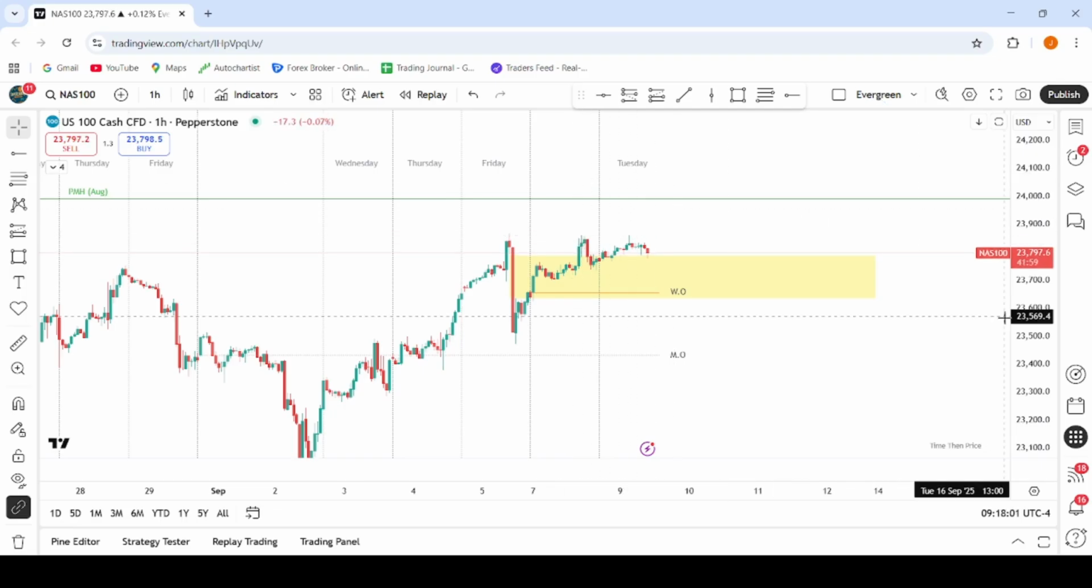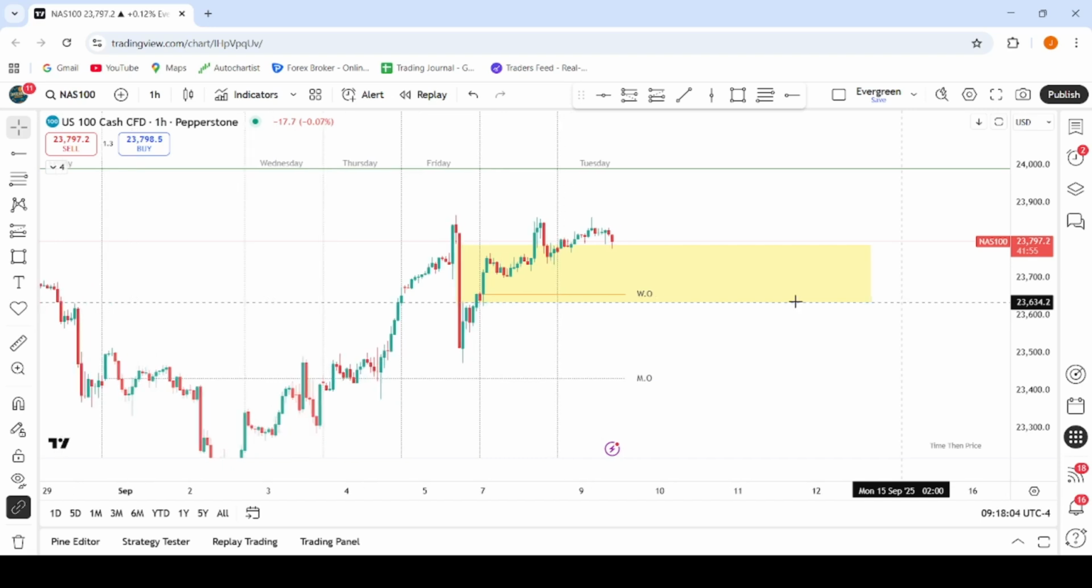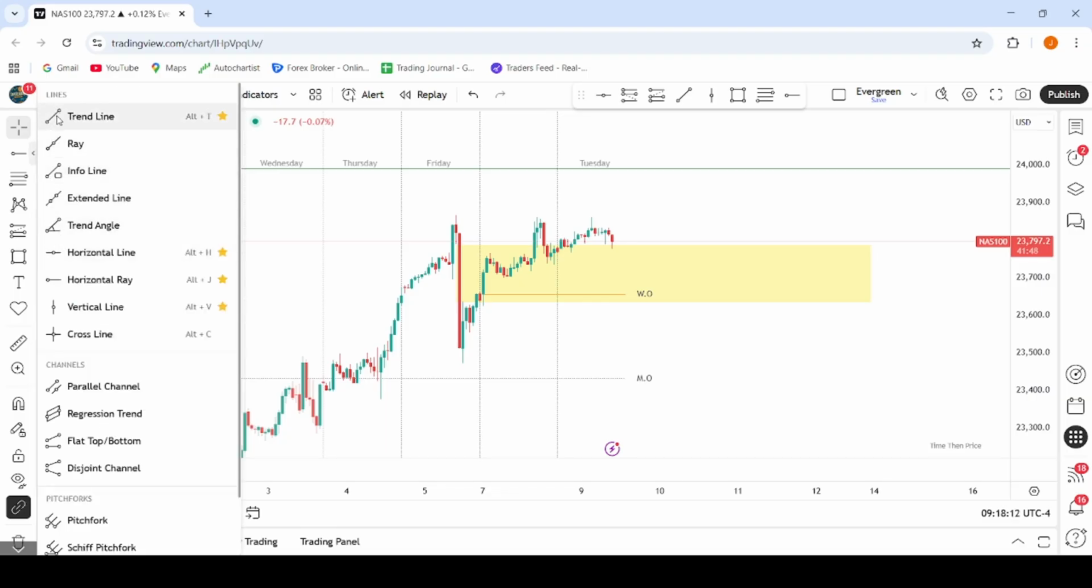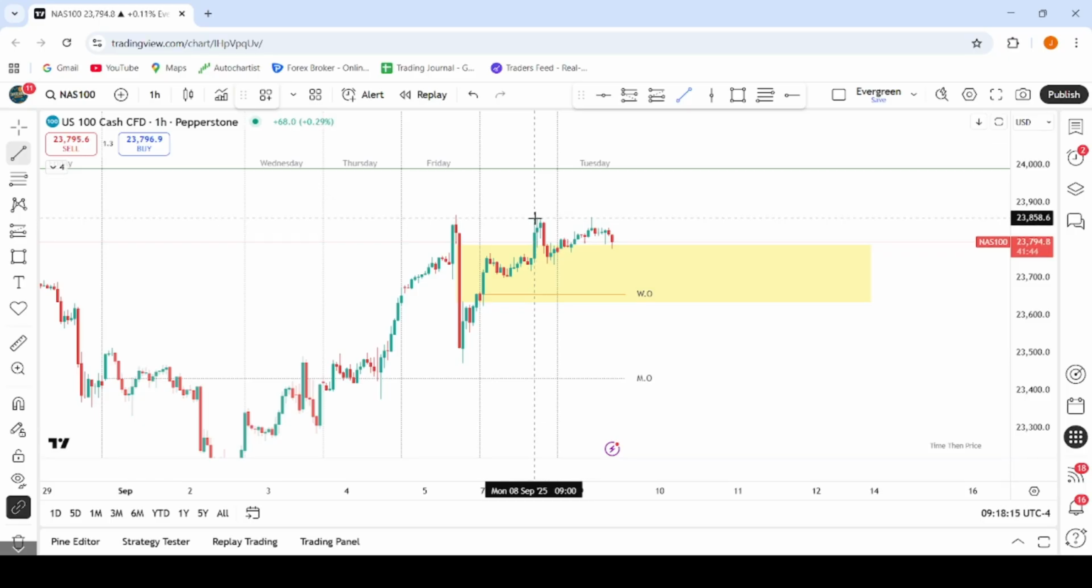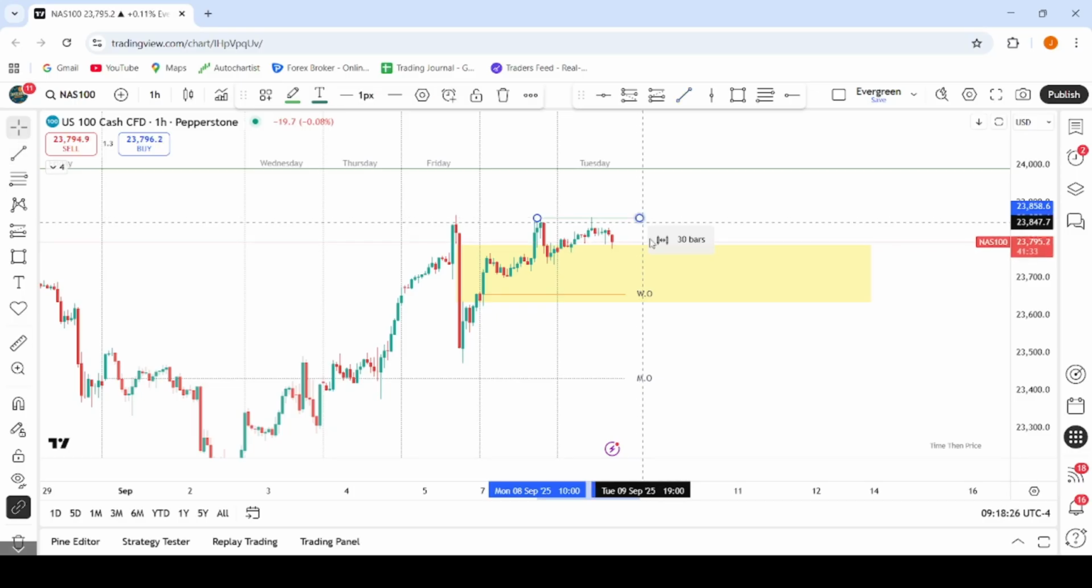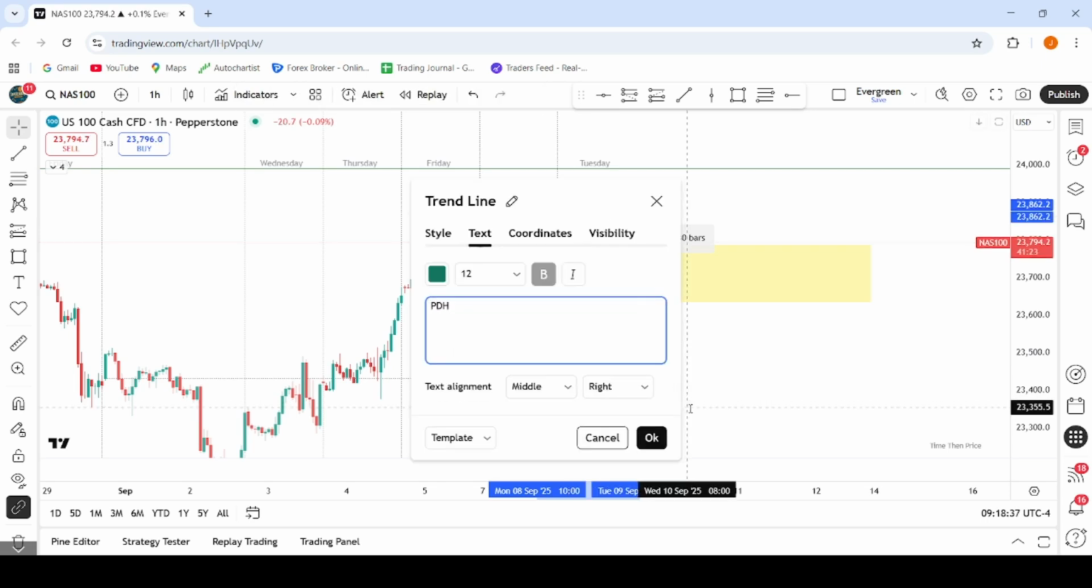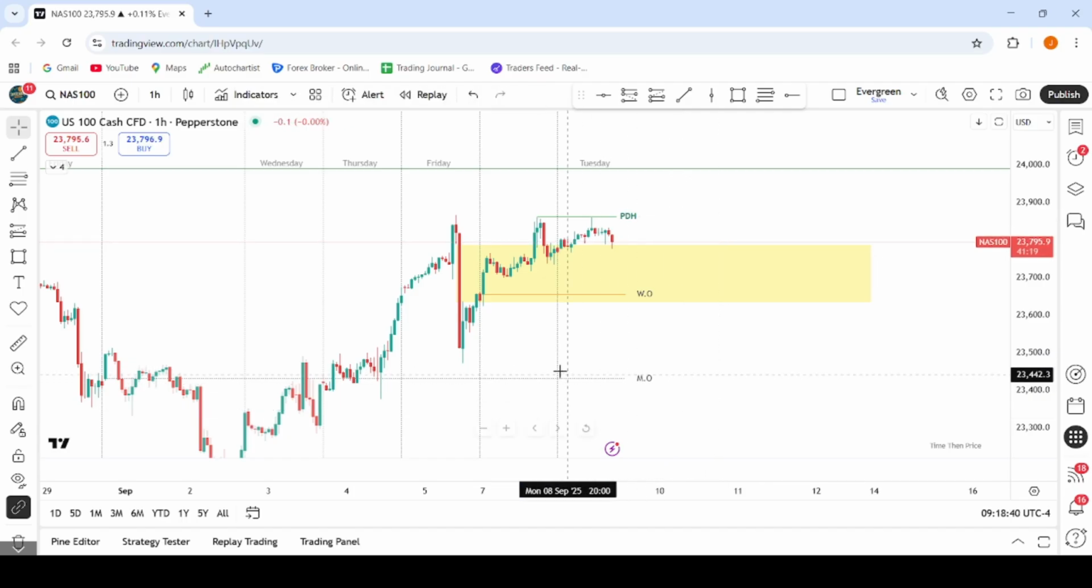This was Monday, so we should really mark our previous day's high. As much as there's indicators that can do this, it's good to do it manually because it just imprints it in your head. There we go. It's our previous day high. And where's our previous day low? Well, it was Sunday. Let's call this our previous day low. It's midnight.